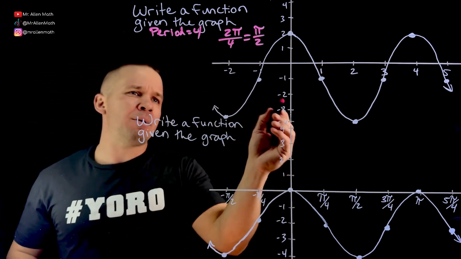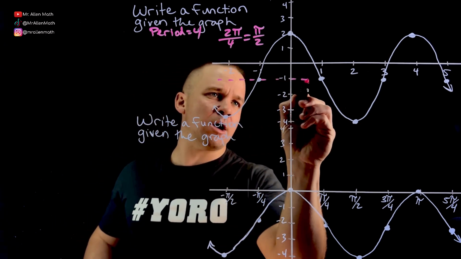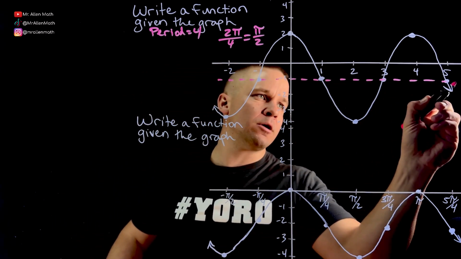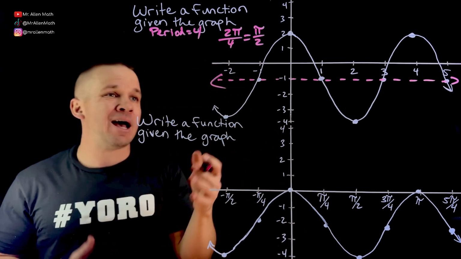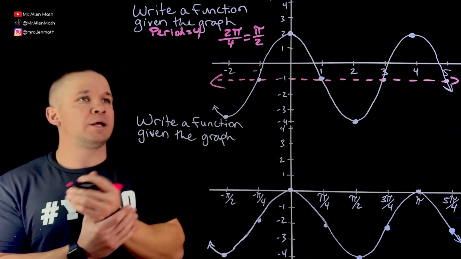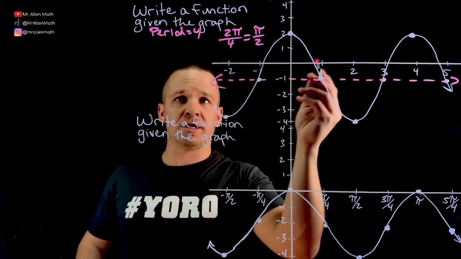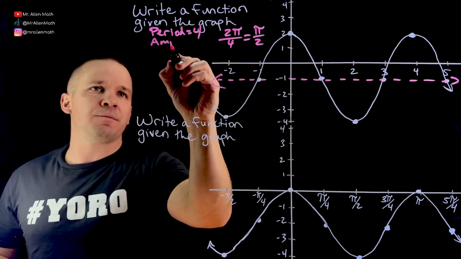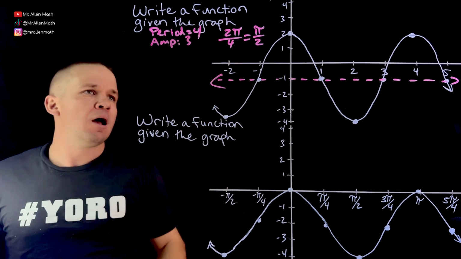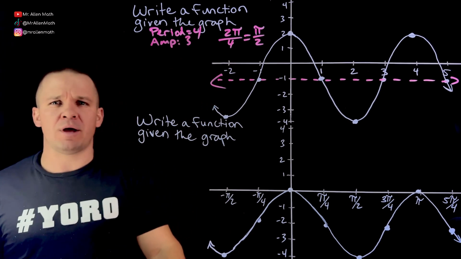Lovely. How about midline? I like to do that as well, right? That's important for both sine and cosine. So we got our midline there at -1. So I should see a -1 here. My amplitude, it's looking like 1, 2, 3. So 3 is my amplitude. I'll write that down. Amplitude 3. And then I feel like we could probably get to work from there, okay?